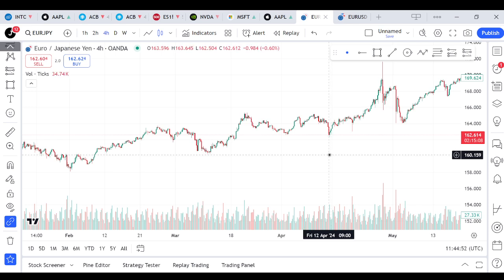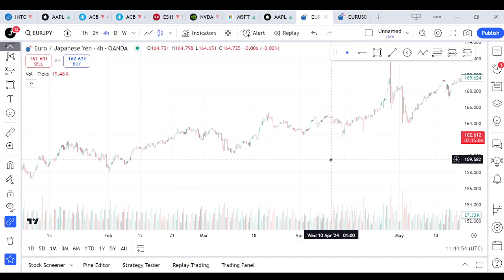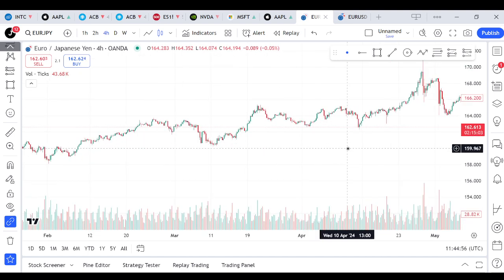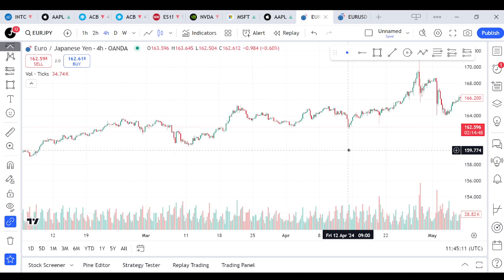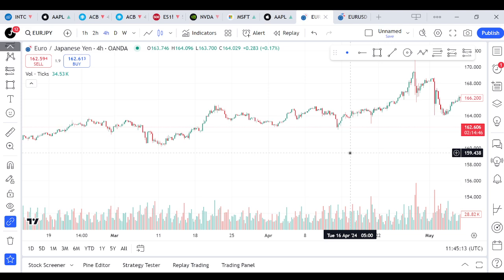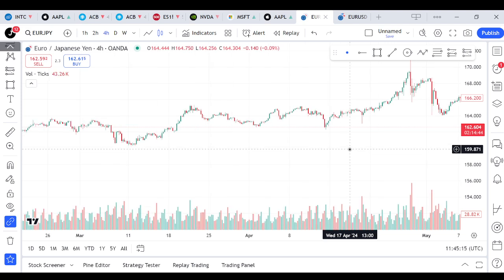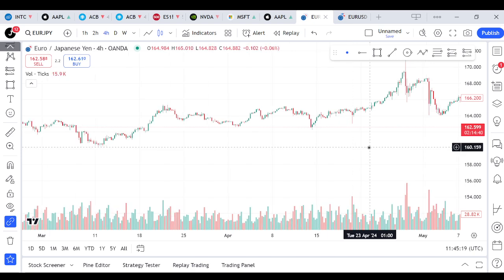Next, central bank policies play a crucial role. The European Central Bank (ECB) and the Bank of Japan (BOJ) set interest rates and implement monetary policies, and these implementations directly impact the EURJPY exchange rate or price. Higher interest rates in the Eurozone tend to strengthen the euro against the yen as they attract more foreign investment.